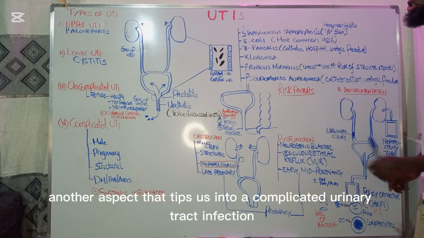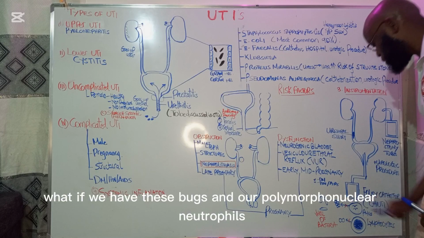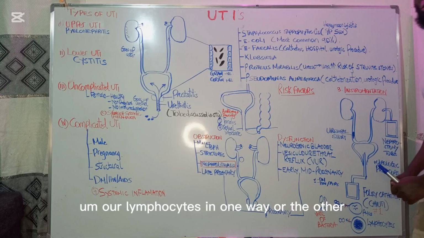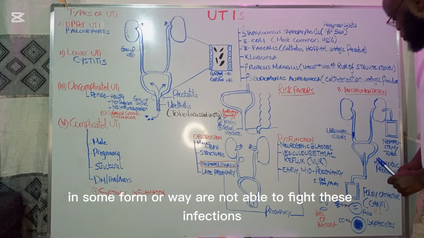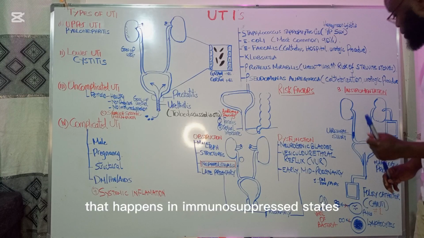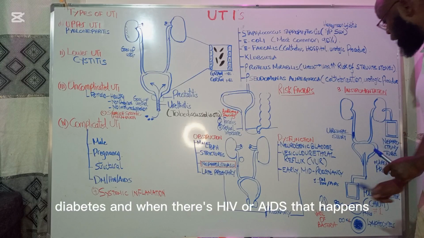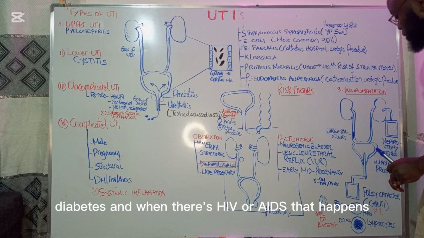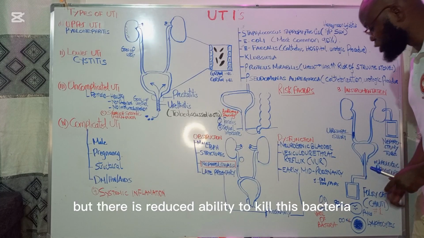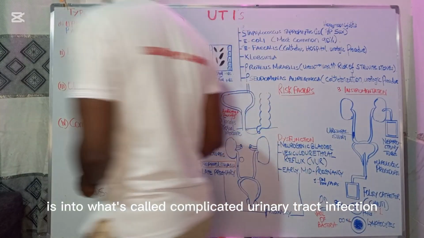Another aspect that tips us into complicated urinary tract infection. What if our polymorphonuclear neutrophils, our lymphocytes, in one way or the other, in some form or way, are not able to fight these infections? That happens in immunosuppressed states. An example is when there is diabetes and when there is HIV or AIDS. If that happens, ideally we are supposed to kill the bacteria, but there is reduced ability to kill this bacteria, and that tips us into what's called complicated urinary tract infection.